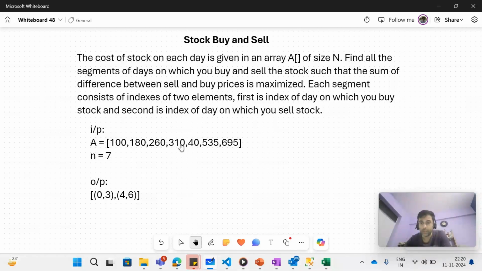And once we hit a peak element, we will just sell over there, right? And then again we will buy at the next element, and then reinitialize the sell to the next element, and then keep repeating the process like that, right? So this is the entire solution. This is the entire intuition behind the solution. I hope you understood it.